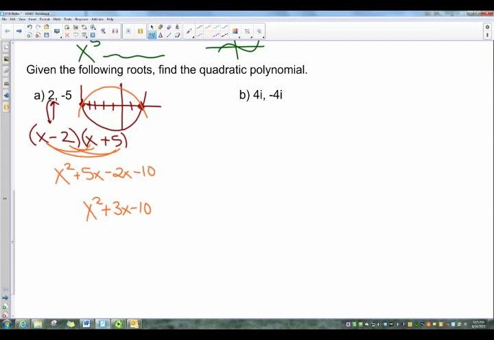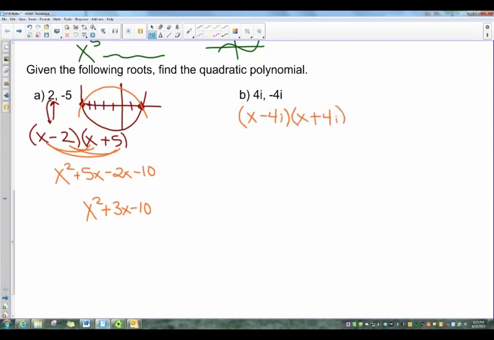All right, the other option up there in this second example is 4i and negative 4i. Now the thing that you will start to notice as you go through these is the imaginaries must come in pairs. They have to come in pairs, and I'm going to show you why here in a second. So setting this up the same way, if I have 4i, one of them is going to be x minus 4i. And then as I have a negative 4i, the other one's going to be x plus 4i.